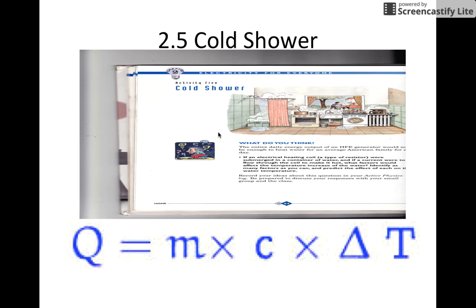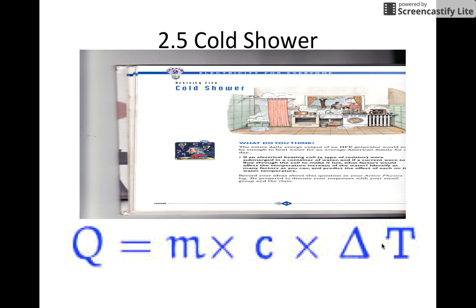All right, 2.5, cold shower. Now, I mentioned way back when we did home chapter 1 that this formula, you could introduce at that point with some of the supplementary labs where you're heating different materials and talking about specific heat, and then you could actually solve for the heat energy added if you know the mass and look up the specific heat and find how much the temperature changed in the lab. So if you already did that, this should be a review.